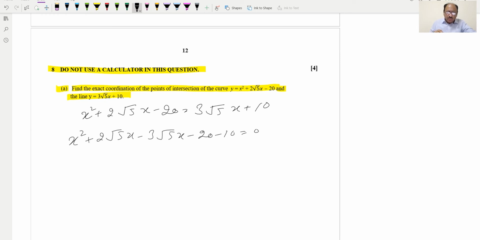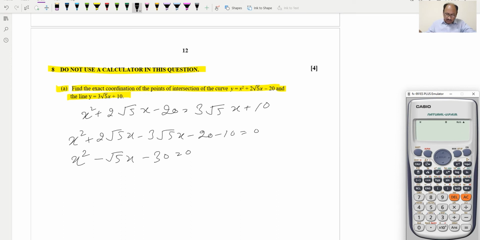This will be the quadratic equation, and we can simplify it by adding the like terms. It will be x squared, and 2 minus 3 will be minus 1, so minus root 5 x, and minus 30 is equal to 0. Now this is a quadratic equation in terms of x, and we can solve this.